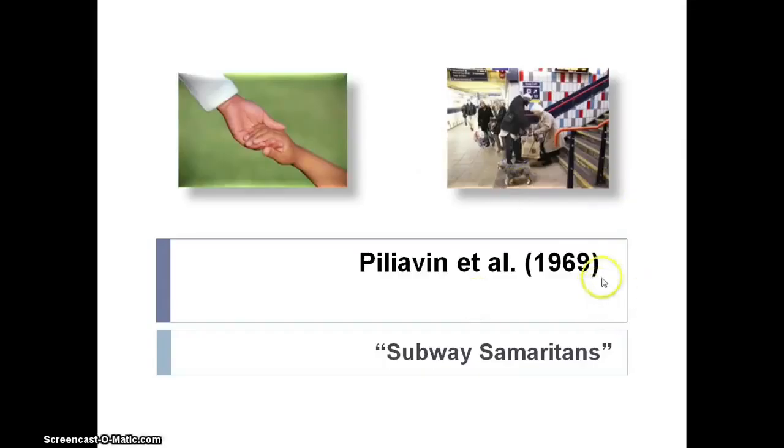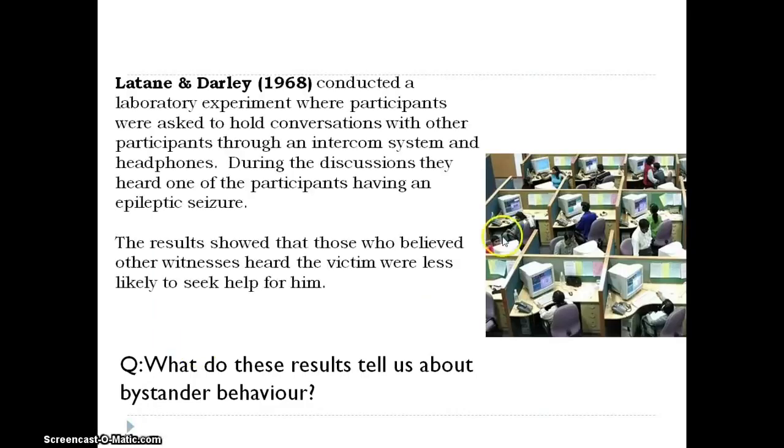Once you've done that, Piliavin conducted this in 1969, so it's a while ago now. From the case of Kitty Genovese, people were shocked about the case, and social psychologists wanted to find out what was going on there. Researchers like Latane and Darley in 1968 conducted lab experiments, where participants turned up to research not realising that a lot of the other people there were actors. They were confederates, like in Milgram's study.